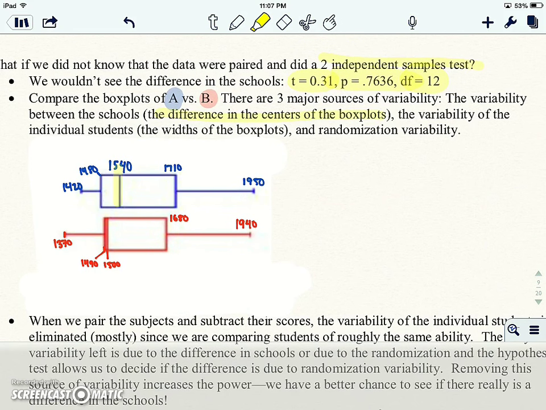For school A, it was 1540. For school B, it was only 1500. The variability of the individual students, and that is given by the IQR, or the range.